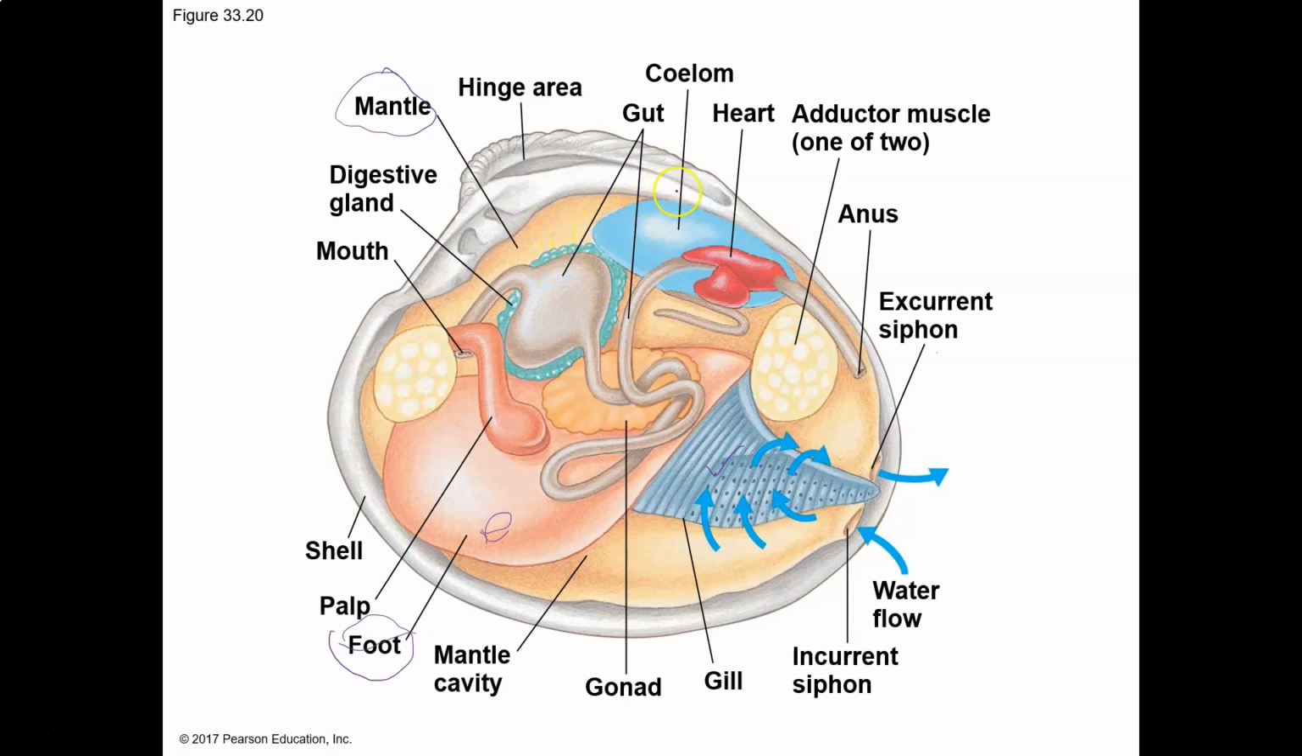And they have a coelom and a heart that is wrapped around the intestine on the way out. You follow this through. The heart is wrapped around that, and then the anus is on the end of that intestine, and it discharges out the clam when it's open.